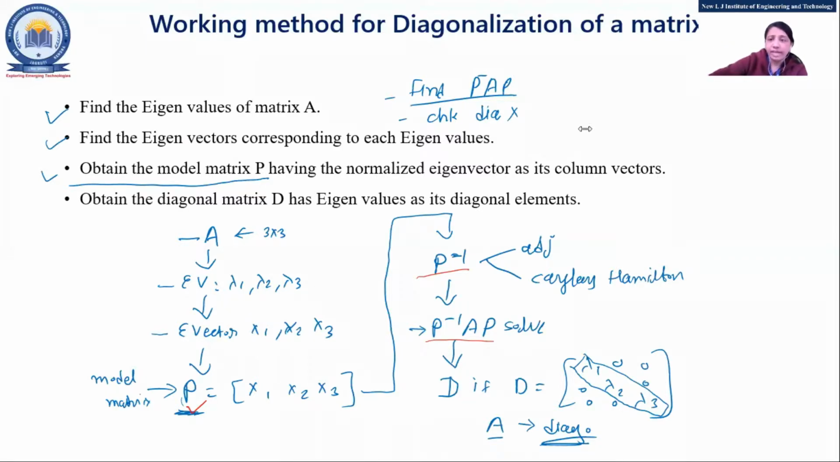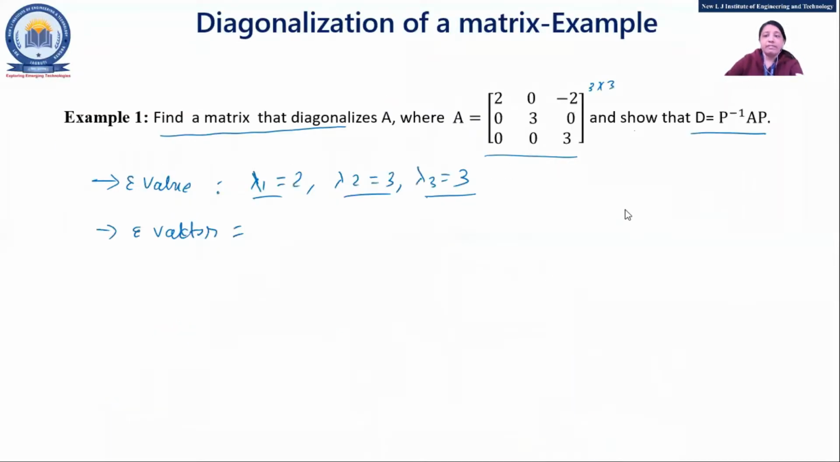Now we have seen one example. We have started that example. We'll go through that quickly. I have given you the matrix to find the eigenvalues and eigenvectors. I have already told you these are the eigenvalues 2, 3, 3, repetitive, right? And we have also seen, if eigenvalues are repetitive, how to find the eigenvectors.